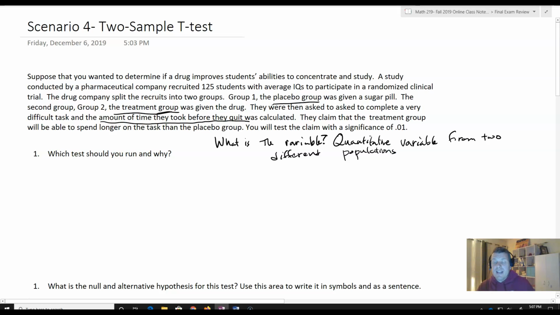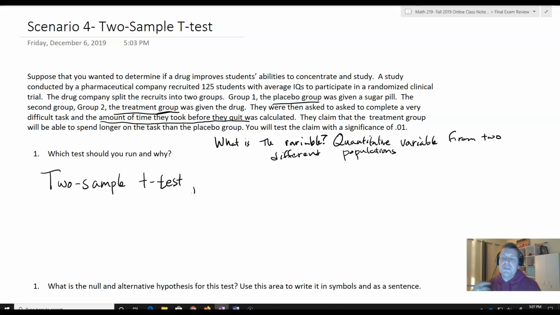So that's a quantitative variable from two different populations. So consequently, since I have a quantitative variable for two different populations, the test I should be running is going to be my two-sample t-test. If you remember, because they're from two different populations, and because the groups in each sample are not connected in any way, these are what we call independent samples. So that's why we're going to use the two-sample t-test instead of something like the matched pairs.